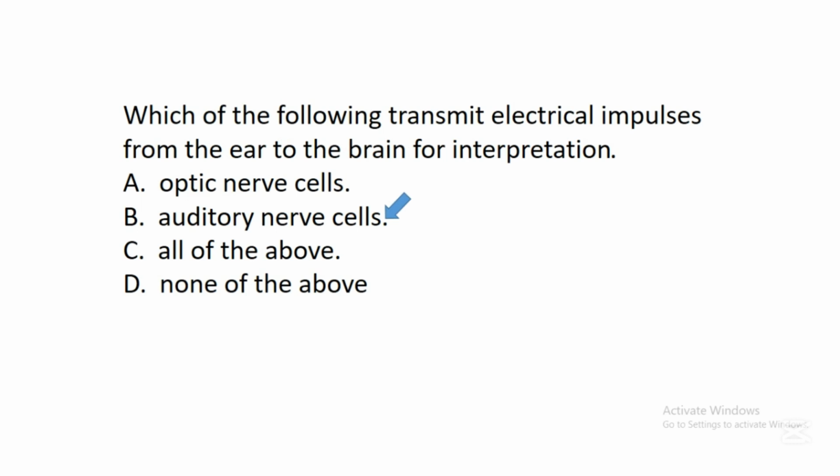So if anything goes wrong in these auditory nerve cells, definitely there will be a problem of interpretation of the electrical impulses coming all the way from the ear. So the auditory nerve cells play a great role in ensuring that an individual hears something very well. We have already treated nerve cells, everything about the nervous system, in one of our videos.